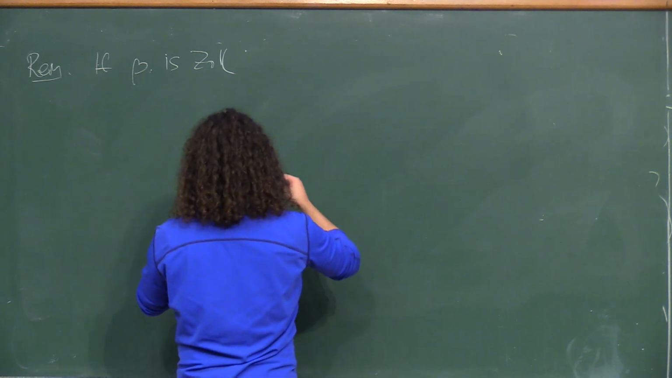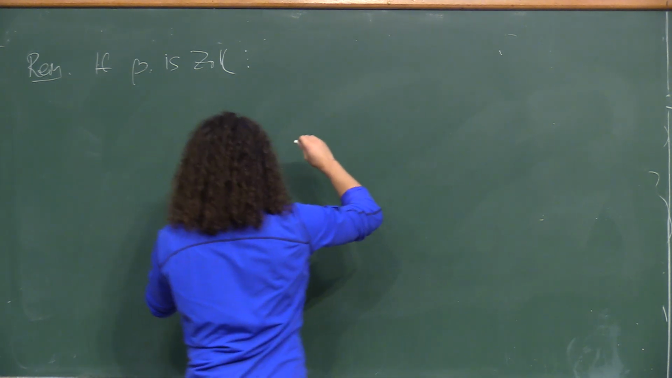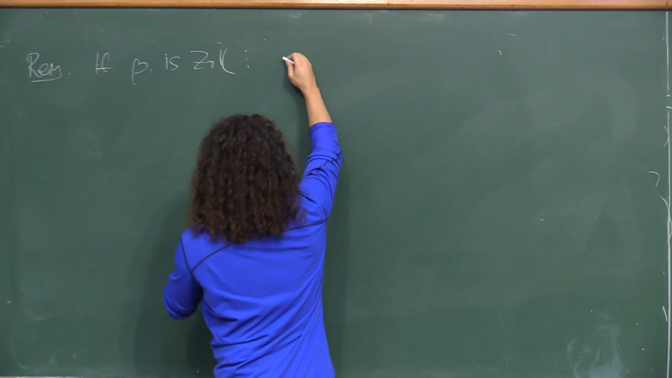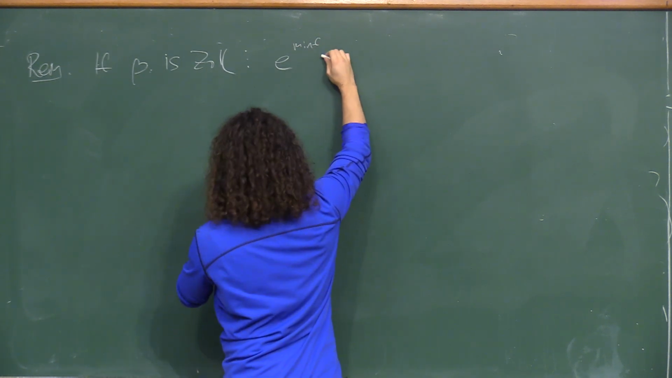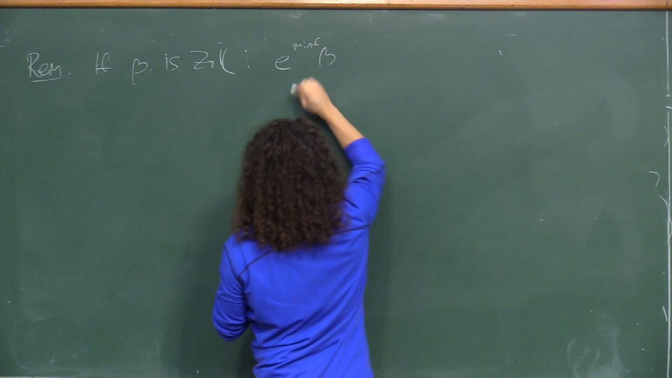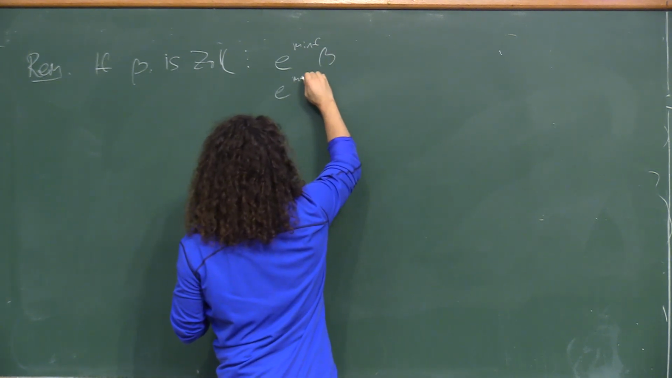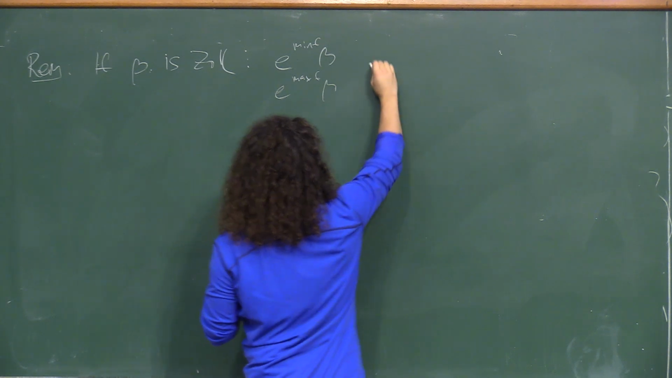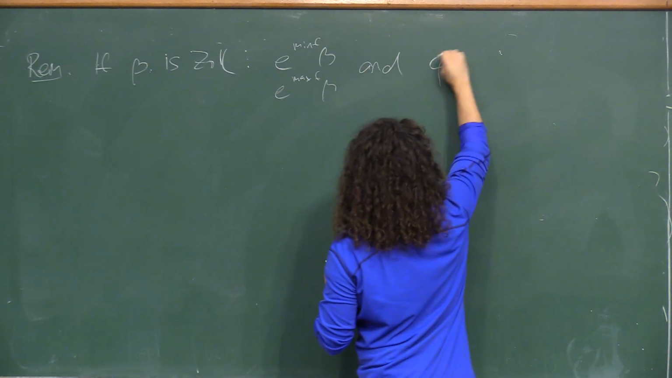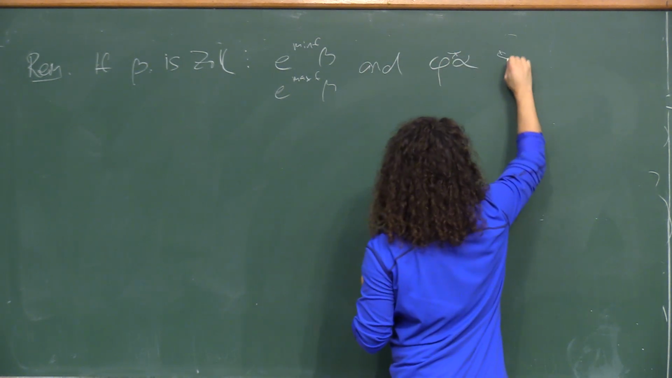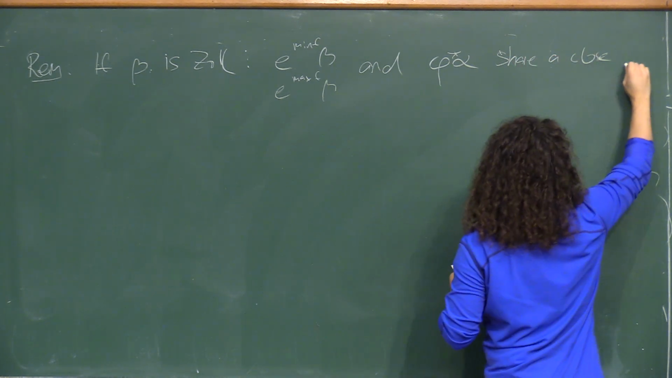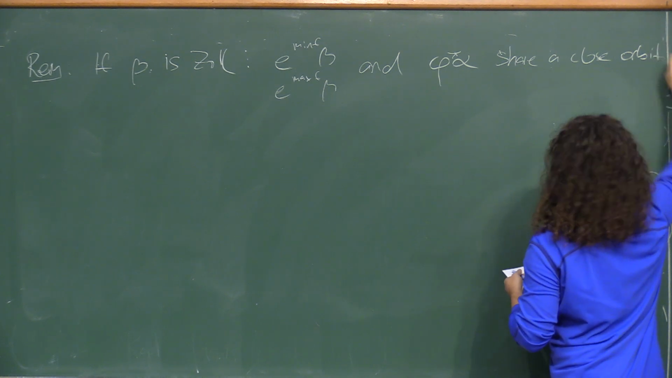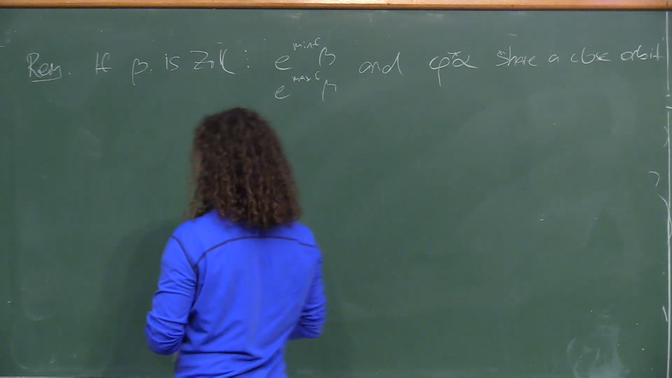then, well, in fact, e to the power of the minimum of f beta, and also e to the power of the maximum of f beta, and this phi pullback alpha share a closed orbit. So the idea is we already know.